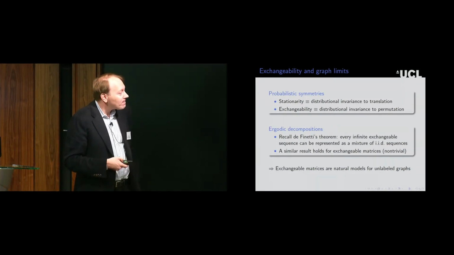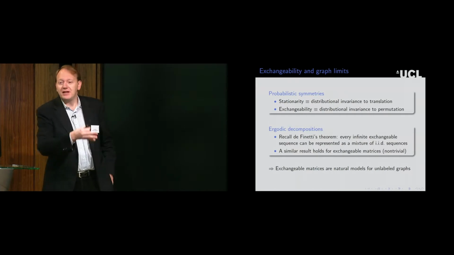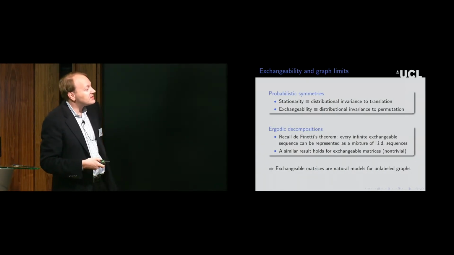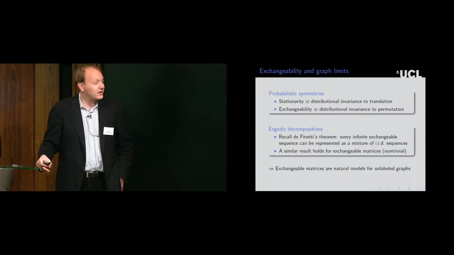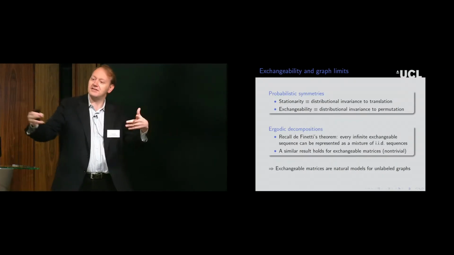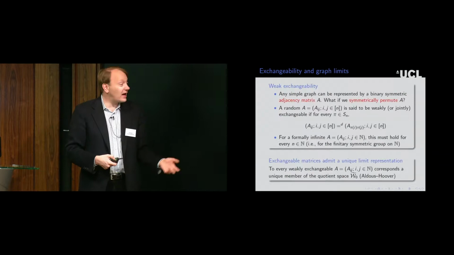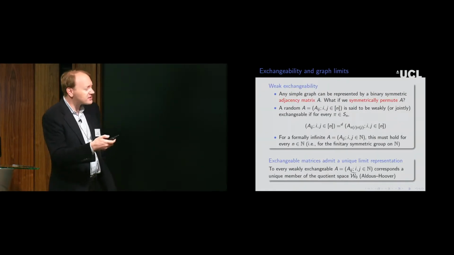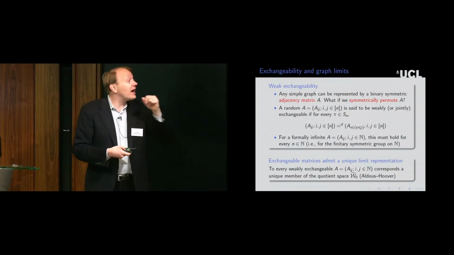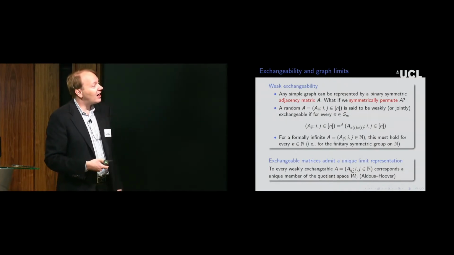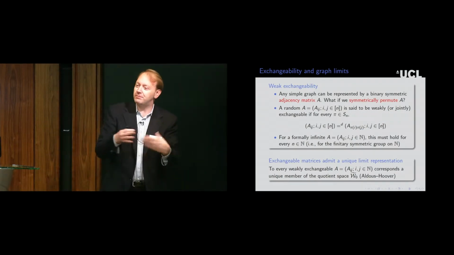Right? So, if you think of De Finetti's theorem, it says that every infinite exchangeable sequence in one dimension can be represented as a mixture of IID sequences, and something similar turns out to hold for exchangeable matrices. And this is non-trivial. It was a good 30 years of work for people in previously disconnected branches of mathematics to come up with this result. And everything combines to tell us that exchangeable matrices are indeed natural models for unlabeled graphs. And the way this works, if we were to write it down, is to consider a formally infinite array and define it as being exchangeable if, for every finite permutation, the array is equal in distribution to its permuted version.